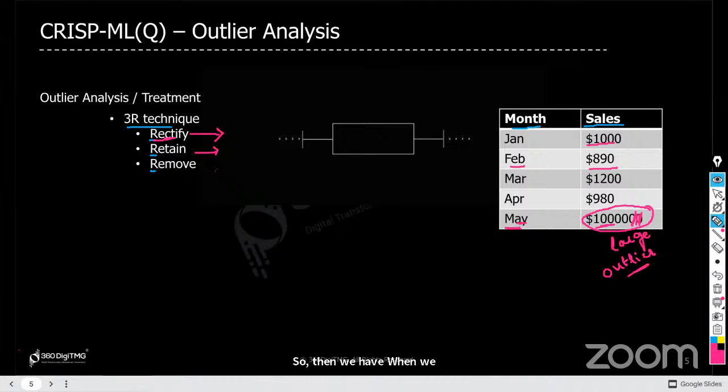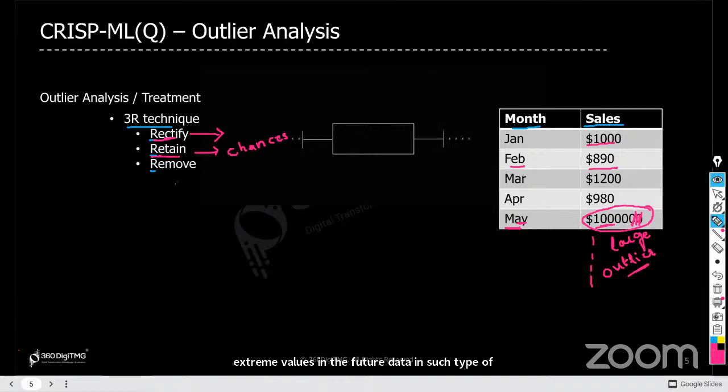So when we have the chances of getting such extreme values in the further months, in the future data also, then we have to go for retaining those outliers. When we are having the chances of getting those extreme values in the future data, in such scenarios, you have to go for retaining the outliers.